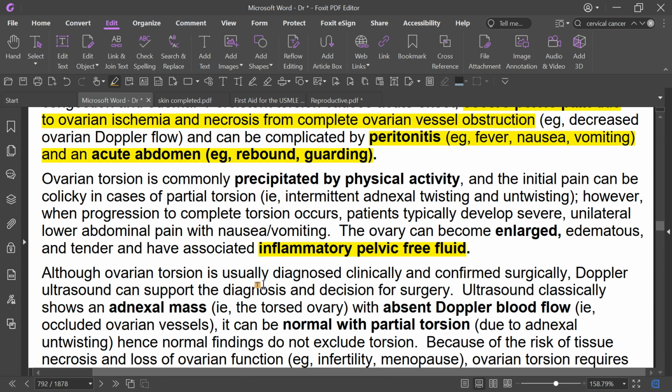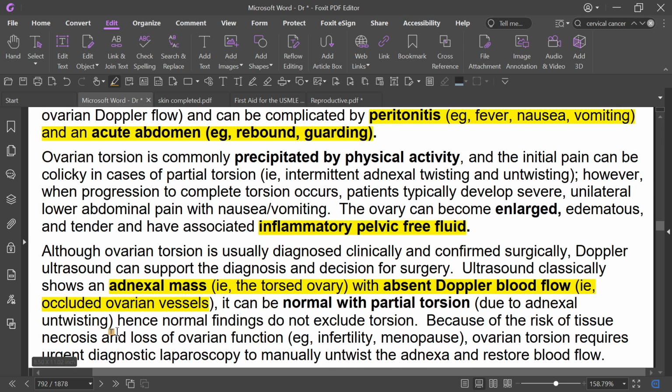Although ovarian torsion is usually diagnosed clinically and confirmed surgically, a Doppler ultrasound can support the diagnosis and the decision for surgery. Ultrasound classically shows adnexal mass with an absent Doppler blood flow due to occluded ovarian vessel. It can be normal with partial torsion due to adnexal untwisting.